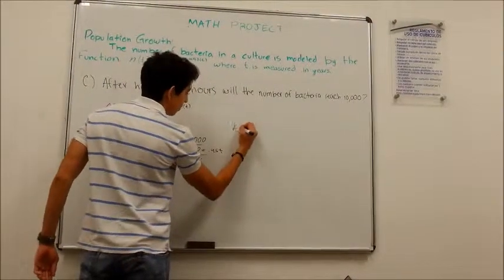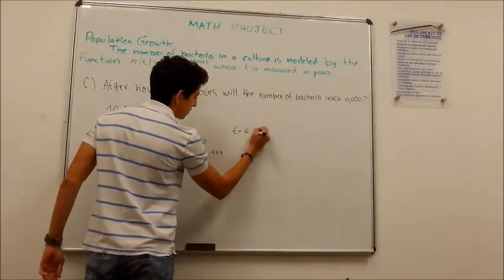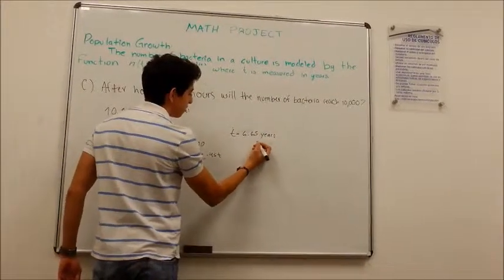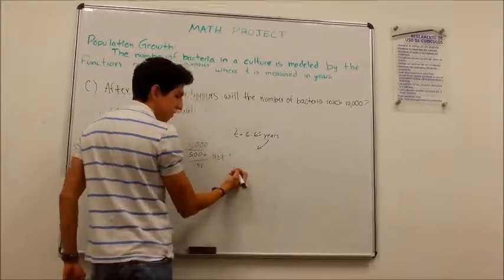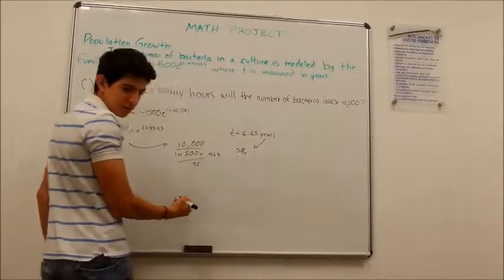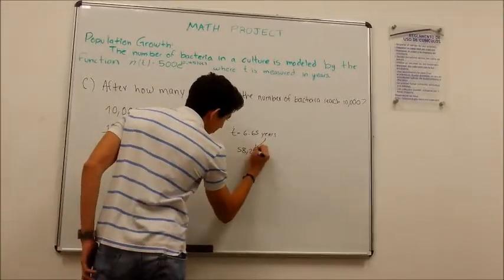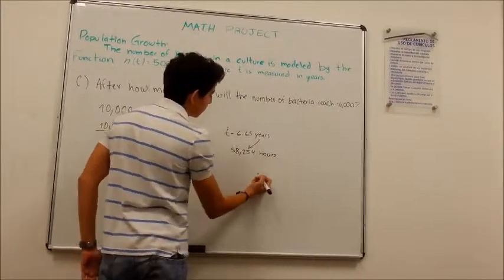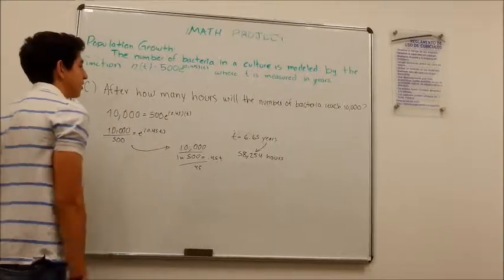Okay, so we have t, which is 6.65 years, which we're going to change to hours, and it's gonna be 58,254 hours for the bacteria population to reach 10,000.